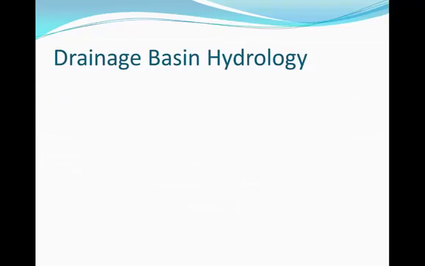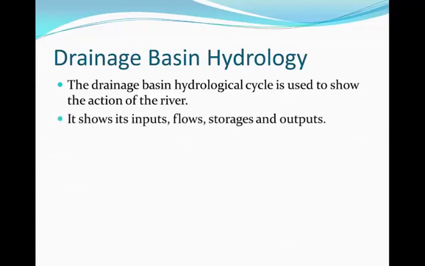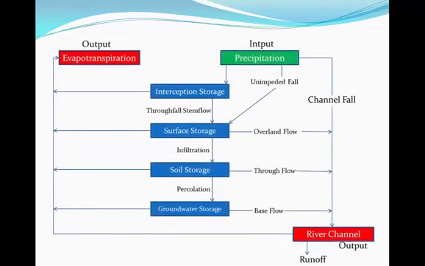Okay, now we're going to look at drainage basin hydrology. The drainage basin hydrological cycle is used to show all the actions that go on in the river. So it's pretty much a mix between the hydrological cycle and what we're looking at today. It's going to show inputs, flows, storages and outputs. So I've drawn a diagram here on what it should be. So we have our inputs and outputs. The input is precipitation, and that can either fall as unimpeded fall or as channel fall. The channel fall can then leave as runoff or leave through evapotranspiration.